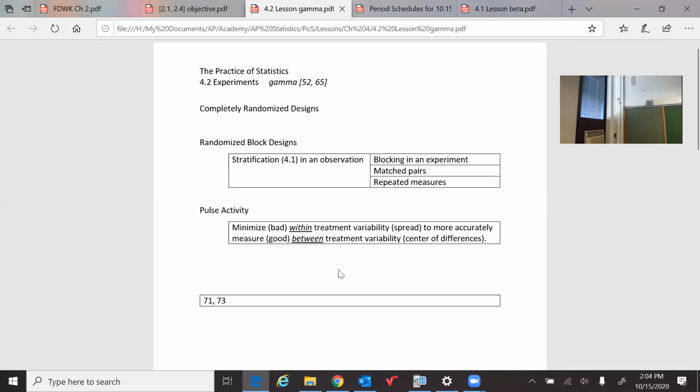If we have an experiment, it's called blocking. You have to keep this stuff straight. I went to these documents and made these distinctions here. For me talking doesn't mean that you process. You need to say, okay, that goes with this, that goes with that. Can I keep this straight? Blocking in an experiment would be matched pairs, repeated measurement. And we have this activity, this isn't in your book, the pulse activity.